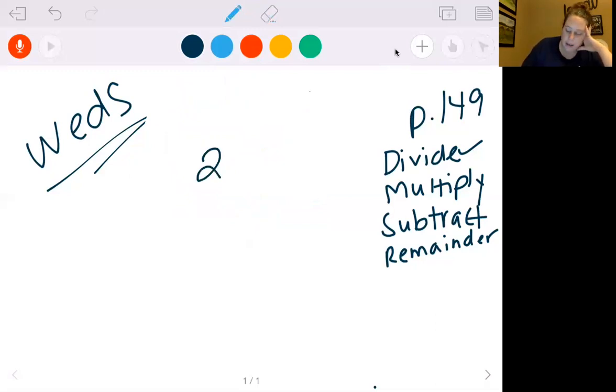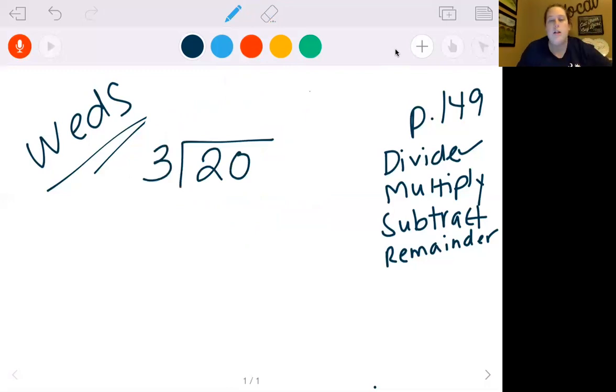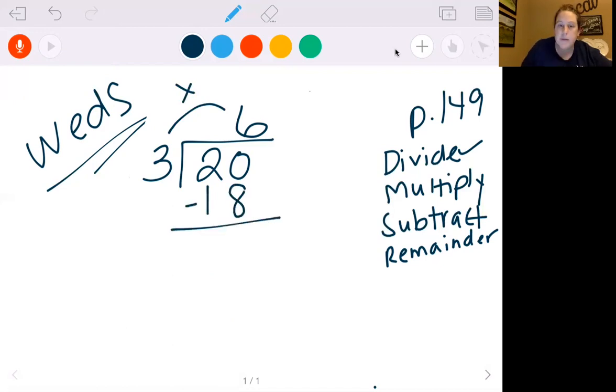Let's do 20 divided by 3. So I'm going to think of a multiplication fact, something times 3 or 3 times something, and it gets me close to 20. I know that 3 times 6 is 18, that's close to 20. 3 times 7 is 21, that's too big. So I need to put my 6 right here. So that tells me that 3 goes into 20 6 times. Then I'm going to multiply those two numbers. 3 times 6 is 18. Then I'm going to subtract them, and I'm going to get 2. And I'm going to write my remainder up here. Remember to write your remainder at the top. So my answer is 6 remainder 2.